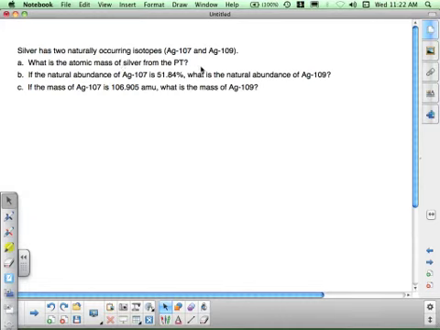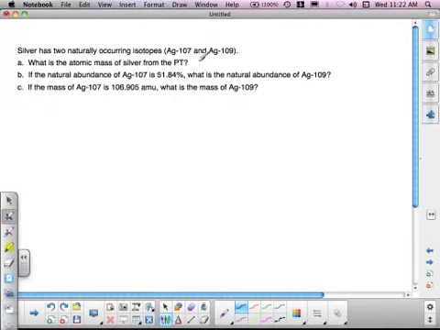All right, so they're telling us that silver has 2 naturally occurring isotopes, 107 and 109. And then it's asking, so those are the mass numbers, what is the atomic mass of silver? It is 107.8682. Now, when you do these kinds of problems, it's really best to carry the decimals out pretty far. All right, so that's the answer to A.